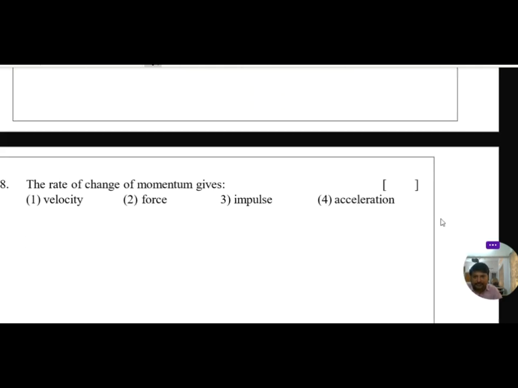Let's go to 48. The rate of change of momentum gives what? According to Newton's second law of motion, the net force acting on a body is equal to the rate of change of momentum. So the rate of change of momentum gives force. So option 2 is the right answer.